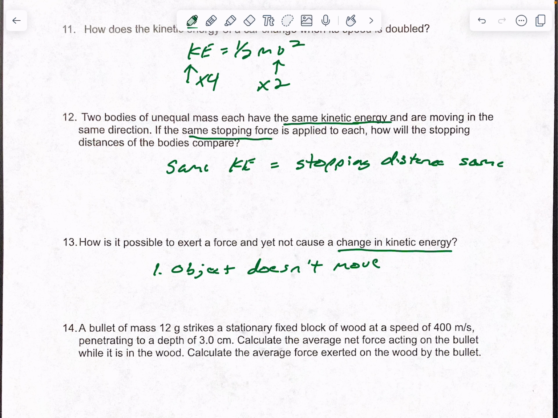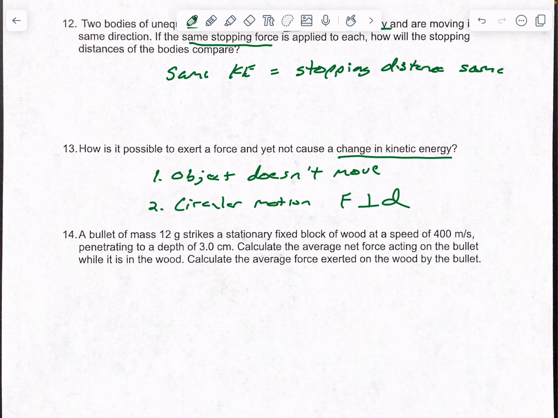Also, if you have something like circular motion, when your force and your distance are perpendicular, there would be no change in kinetic energy there. So you're looking for scenarios where, most commonly, you apply a force to something and it either doesn't speed up or slow down, or it doesn't even move at all. That was your big takeaway from that one.